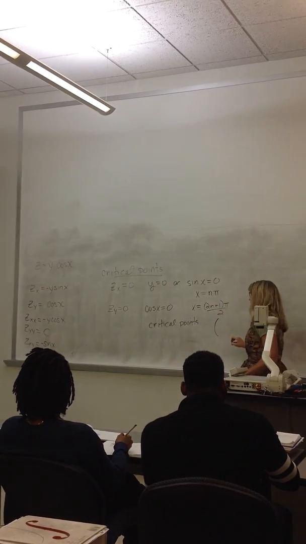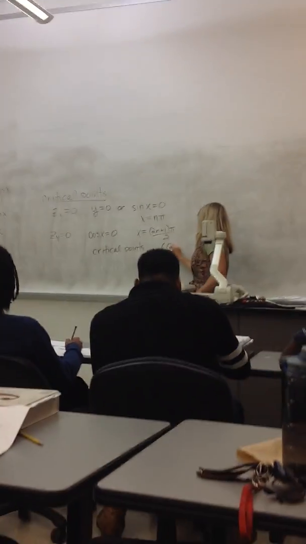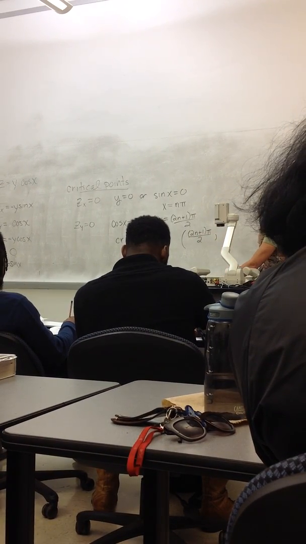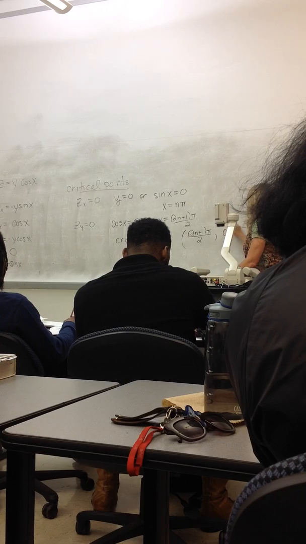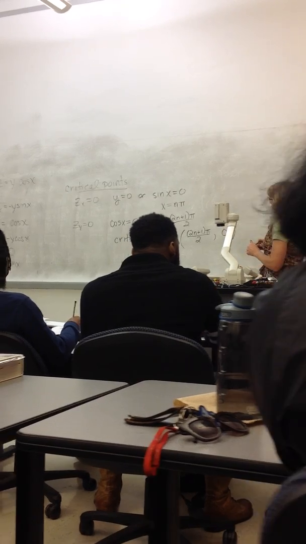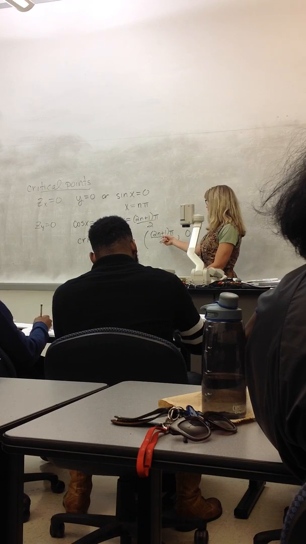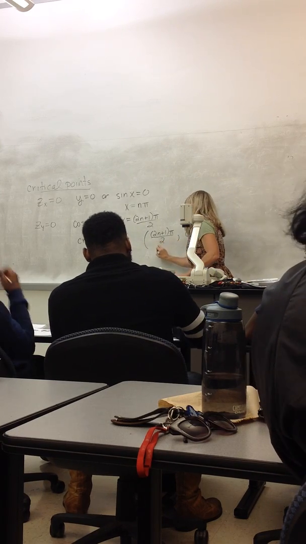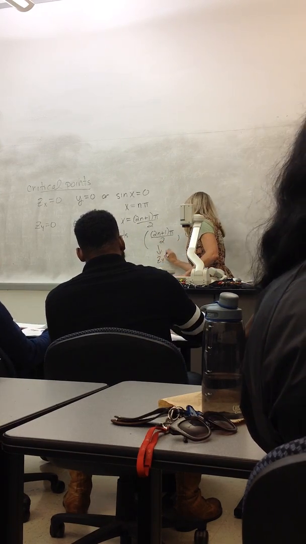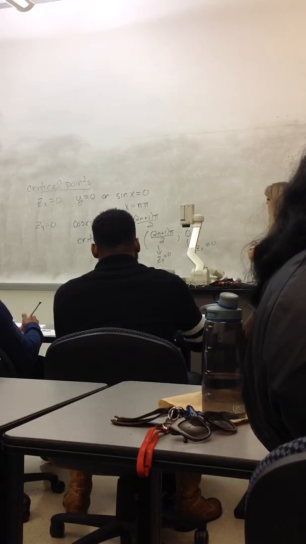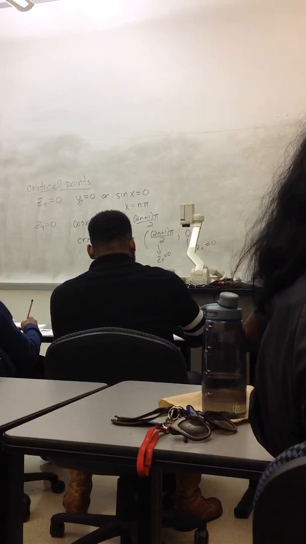But I suspect the same thing happens at all of them. If x is any odd multiple of pi over 2, and y is 0, then this will guarantee that z sub y is 0, and this ends up making z sub x 0. So those are my critical points.